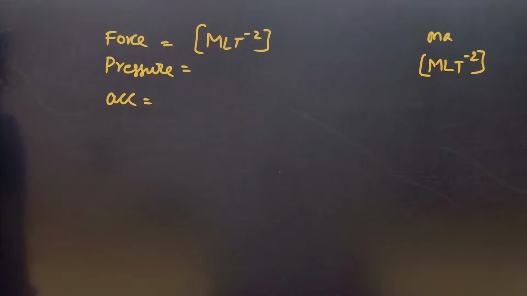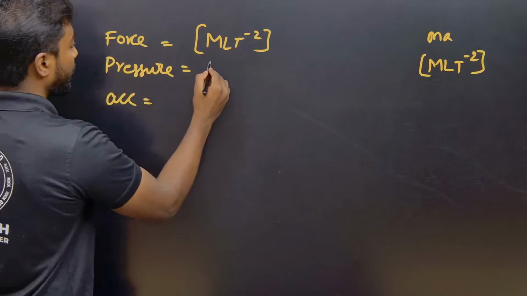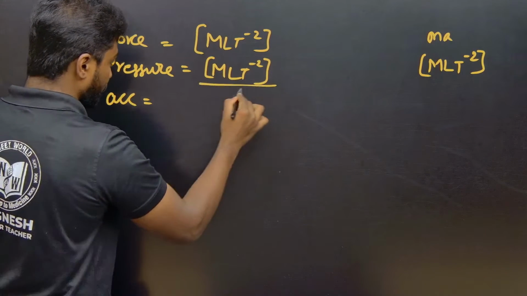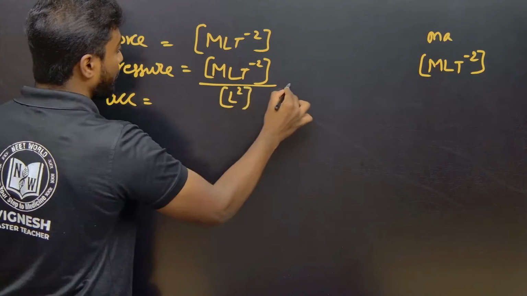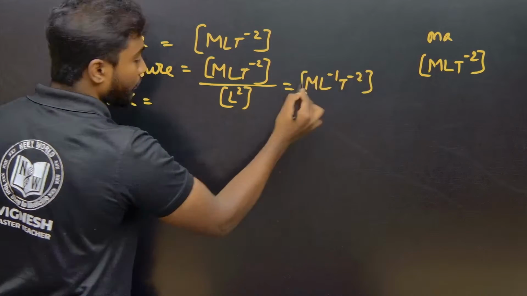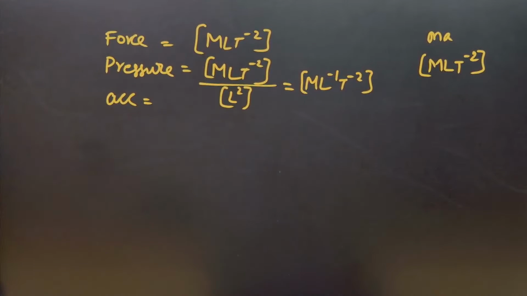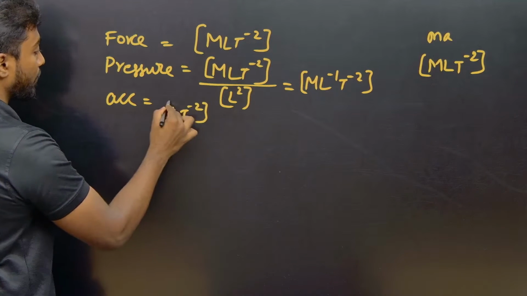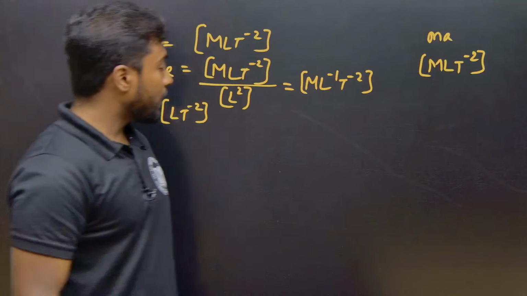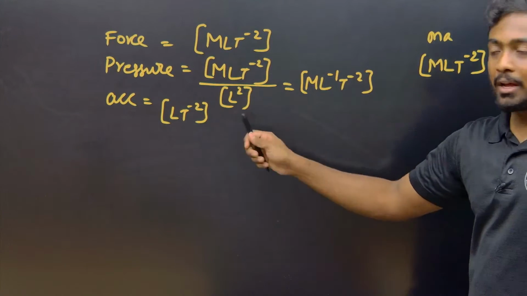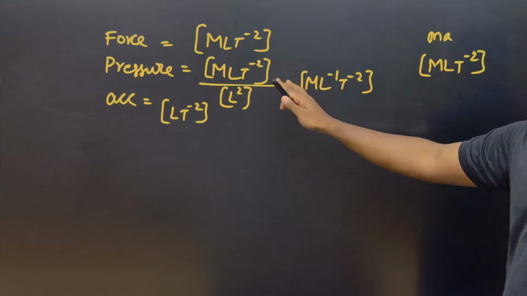Pressure, pressure is equal to force by area. Force we have is M L T power minus 2. Area is L square. So we get M L power minus 1 T power minus 2. What about acceleration? Meter per second square, so L T power minus 2. Any doubt? So any units can be measured as a dimensional formula by M, L, T. Okay.